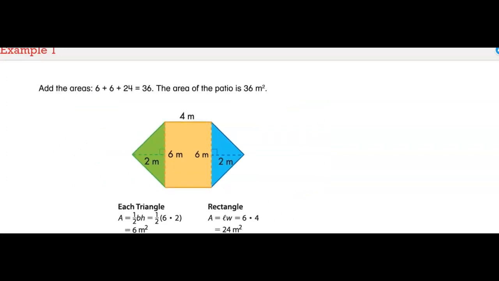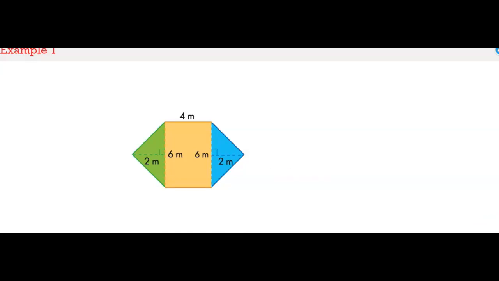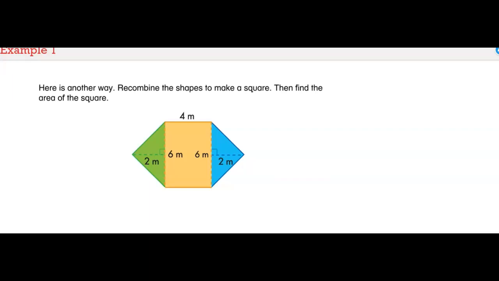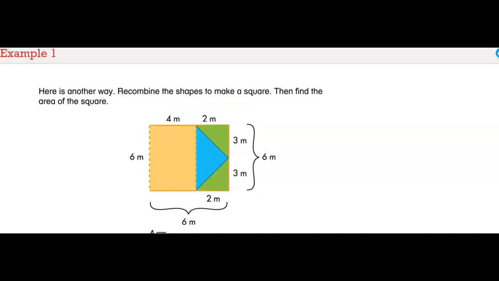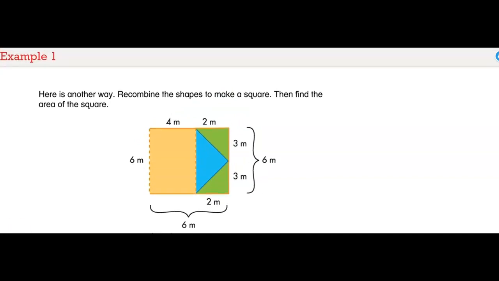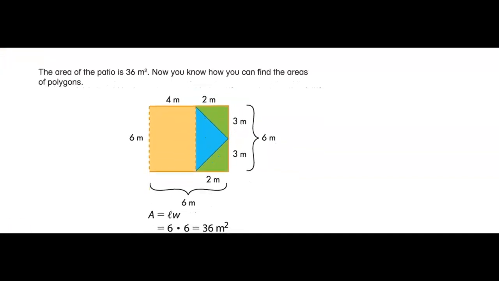Add the areas. 6 plus 6 plus 24 equals 36. The area of the patio is 36 square meters. Here is another way. Recombine the shapes to make a square. Then find the area of the square. The area of the patio is 36 square meters. Now you know how you can find the areas of polygons.